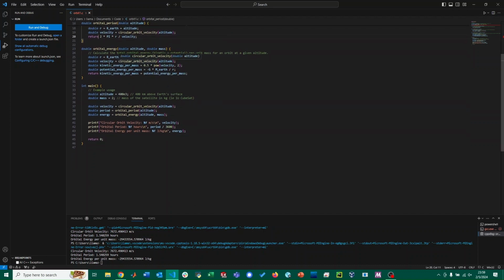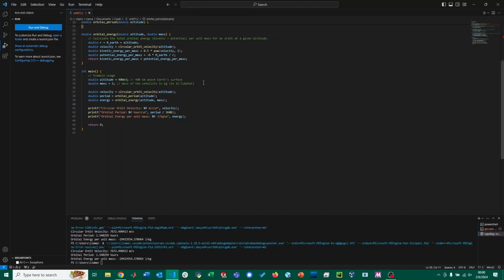And then orbital energy, so again we find our radius, we find our velocity, and then for kinetic energy, which is moving energy, it's 1/2 times velocity to the power of 2, and in C that's just pow, parentheses, comma 2, indicating that it's power to the 2. And then potential energy per unit mass is negative G times the mass of Earth divided by that r we calculated. And of course orbital energy is equal to the sum of kinetic energy plus potential energy.